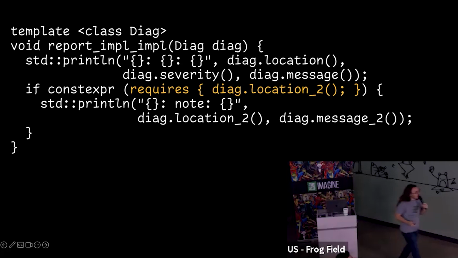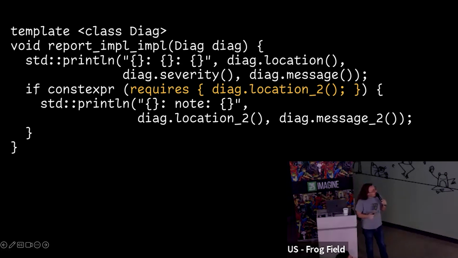Is requires the same as enable_if? No. Because with enable_if, the thing you get out of enable_if is a type. The thing you get out of requires is a Boolean. With enable_if, you give it a Boolean and it gives you back a type. With concepts, you can give it, I guess, anything really, and then it gives you back a Boolean.